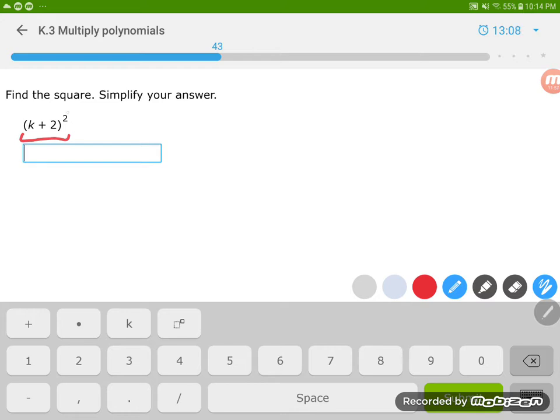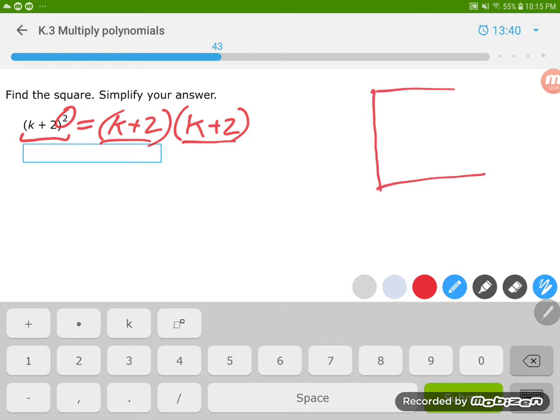Now, the trick here is this power right here, right? This technically is just a k plus 2 multiplied 2 times. So I could write it with a power of 2, or I could write another k plus 2. And once you write it like this, it finally becomes clear where your second polynomial is. That's your first polynomial right there, and that's your second polynomial right there. So now you can go ahead and set up your lovely box method.